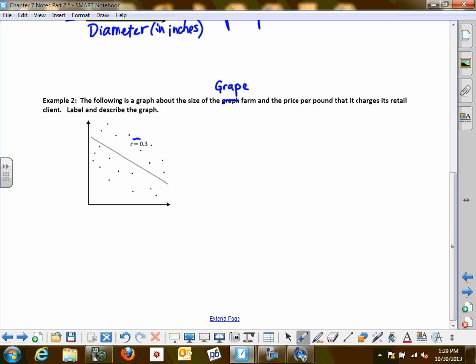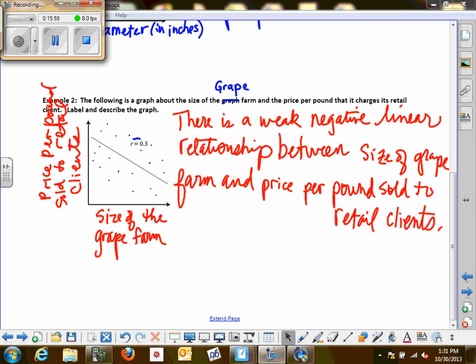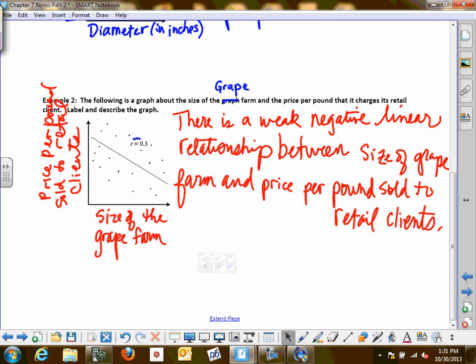So what I want to do right now is let you label your graphs and describe the correlation coefficient at this time. So take a minute to do that. Okay. Let's go ahead and check that. Here is your answer. So there is a weak, I chose weak. Okay, I probably would not say very weak. That would probably be reserved for your 0.1s or your 0.2s. But a weak negative linear relationship between the size of the grape farm and the price per pound sold to the retail clients. Okay? All right.